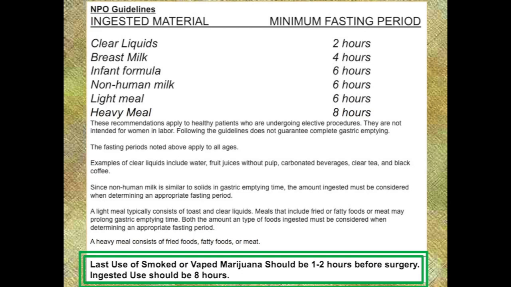If they've had a heavy meal, that is at least 8 hours. And that's just a normal meal. If you were to go to a restaurant, have butter, have rolls, have barbecued ribs, whatever, it's got to be 8 hours. Something new that's on the bottom of this NPO form is, again, if they've smoked or vaped marijuana, it's 1 to 2 hours they should be NPO. Anything ingested, I'll tell you, it should be 8 hours. So that's considered 8 hours, not 6 hours, for someone that's ingested any substance.